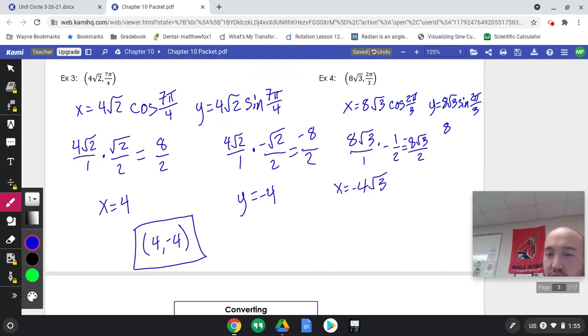For the y, 8 square root of 3 times, it was square root of 3 over 2. This one will equal, so it would be 8 times 3 on top, all over 2. 8 times 3 is 24 over 2. And so hopefully we can see we'll get y equals 12.